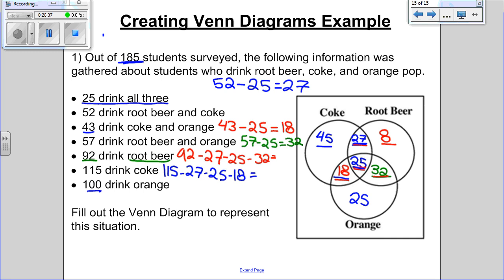So she makes a good observation here. If you add up all these numbers that we just calculated, it equals 180, not 185. Which means we're missing 5 people. Where would they be? On the outside, there are 5 people. That's your 5 people who don't drink any of the 3 pops.